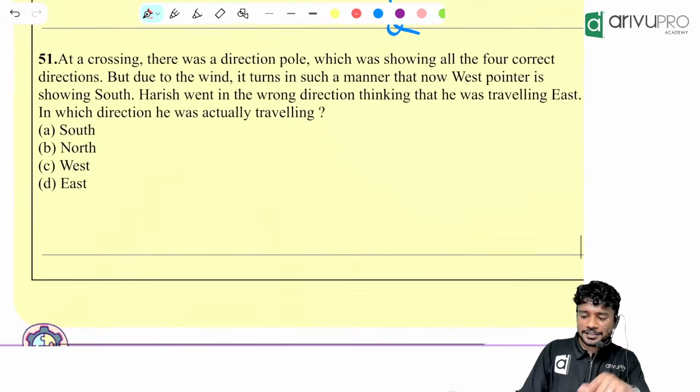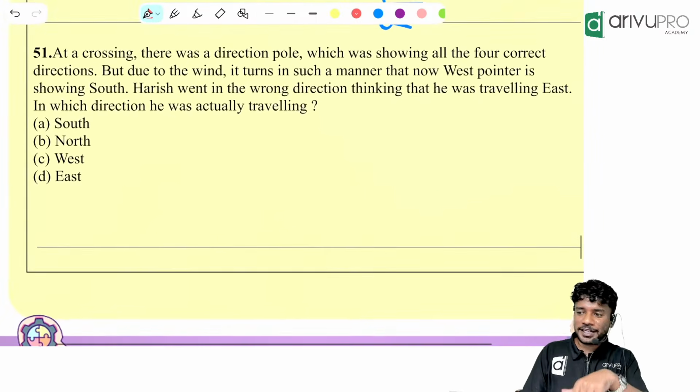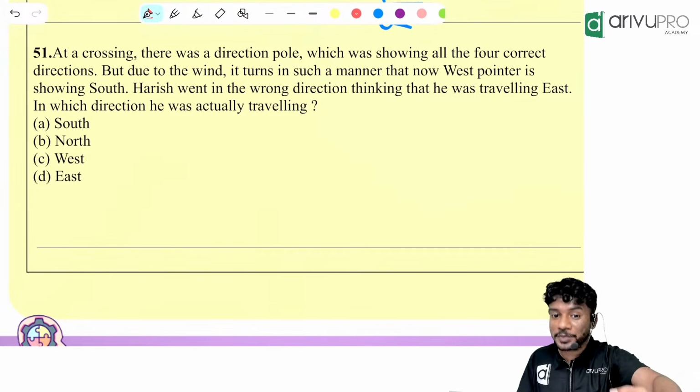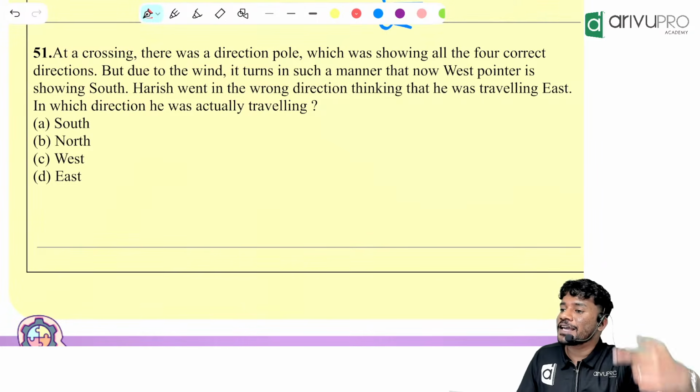Yeah, again the pointer question. I told you, right? Again, the direction pole got changed because of wind. It got repeated. That's why the pattern is always repetitive.